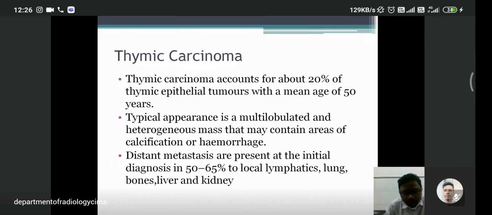Thymic carcinoma can be differentiated from the rest of the tumors as it has a multilobulated appearance with heterogeneous areas due to hemorrhage, necrosis, or calcification. Along with this, we can also find distant metastasis.